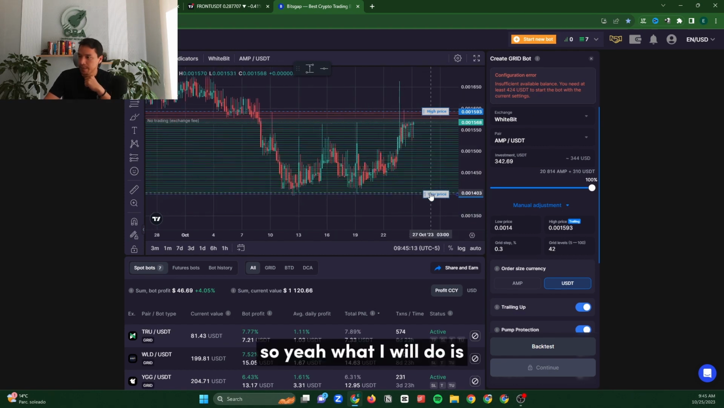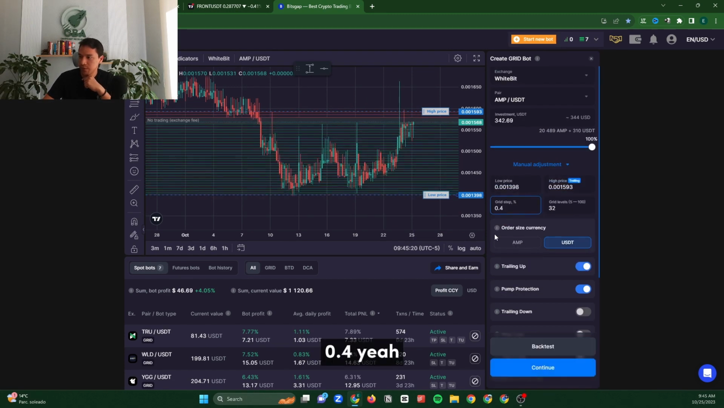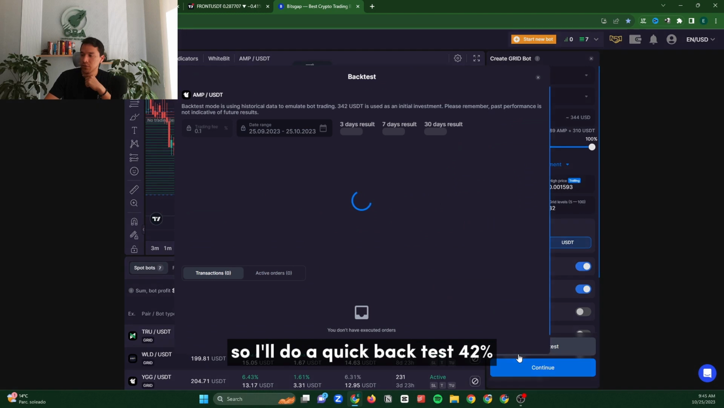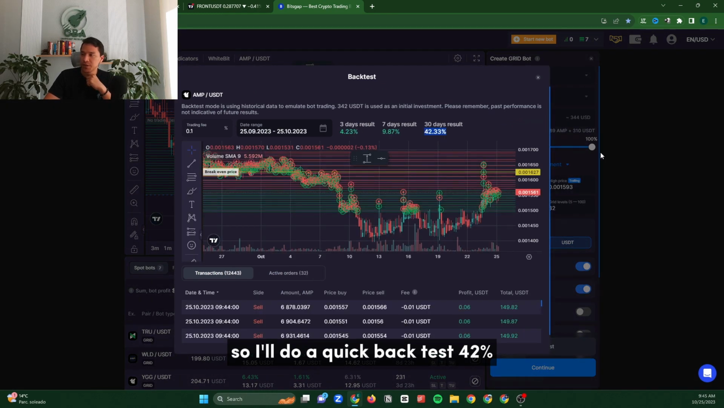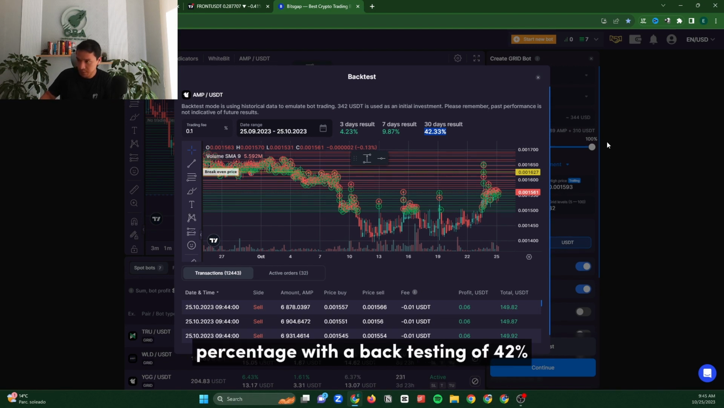So yeah, what I will do is go to 0.5, 0.4. Yeah, 0.4 allows me now. So I'll do a quick backtest. 42%. I'm gonna take that number, put it on my mind, or write it down. I'm actually gonna write it down. So we have a 0.4% grid step percentage with a backtesting of 42%.